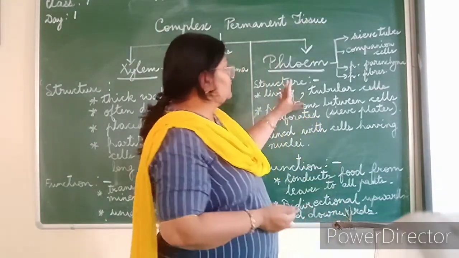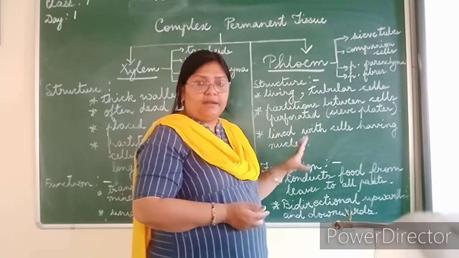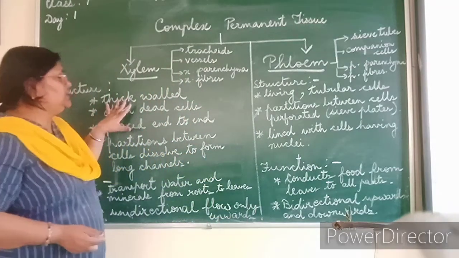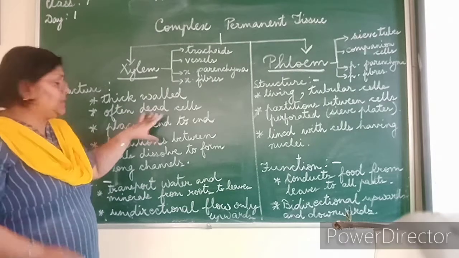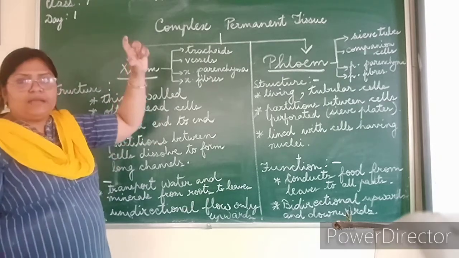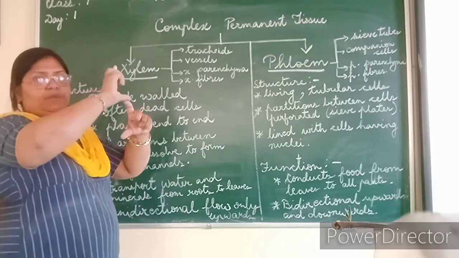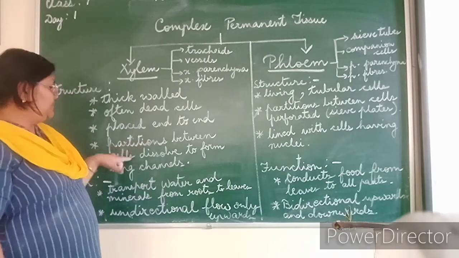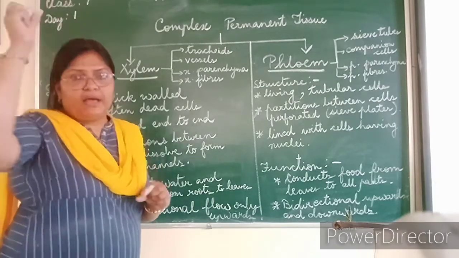Fine. Now talking about the structure, how do the cells look in a xylem and in a phloem? So in the xylem, the cells are thick-walled, dead cells. They are placed end to end. As I said, one cell is placed on top of the other cell. Fine. Partitions between cells dissolve to form long channels like pipes.